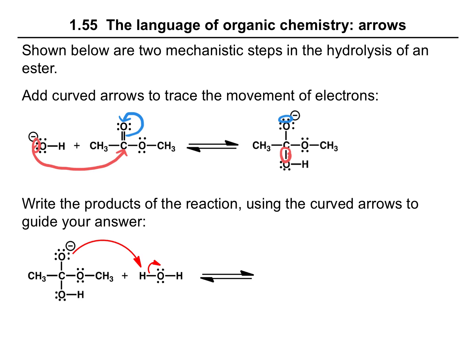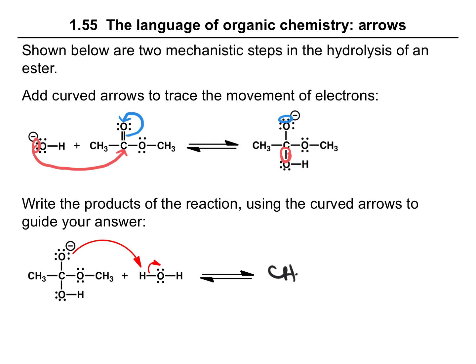Now here's another example. Write the products of the reaction using the curved arrows to guide your answer. So once again, we don't know anything about this reaction, but we can interpret the arrows. This says that this pair of electrons, this is where the arrow starts, is going to move toward this hydrogen, and so it forms a new bond between the oxygen and the hydrogen. At the same time, this pair of electrons that used to be shared between the hydrogen and the oxygen moves onto the oxygen.